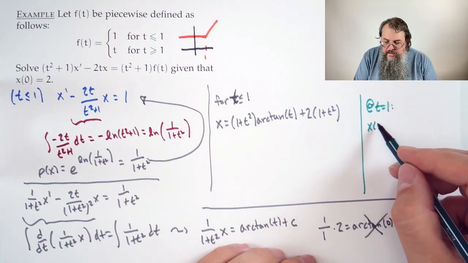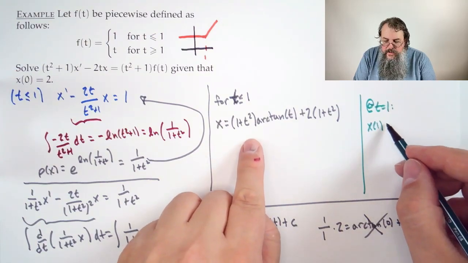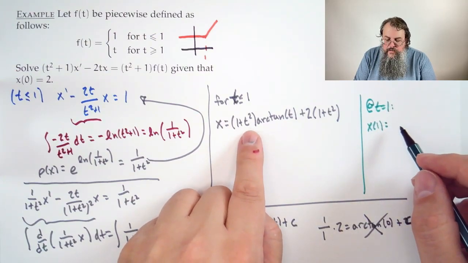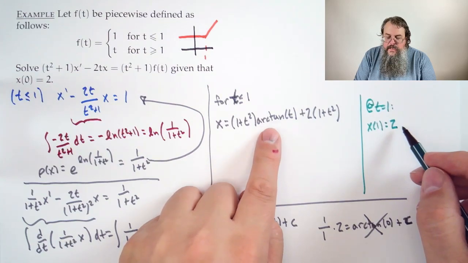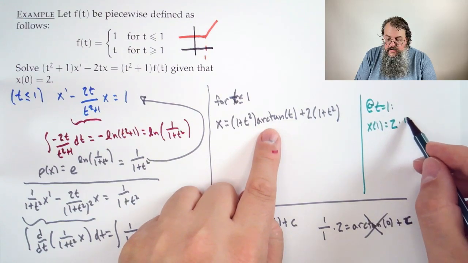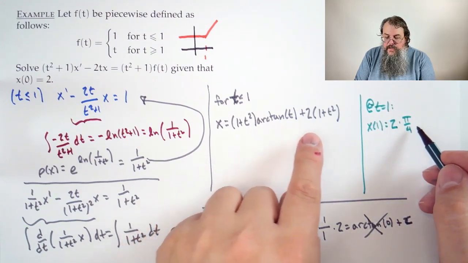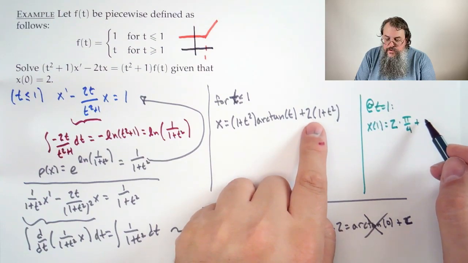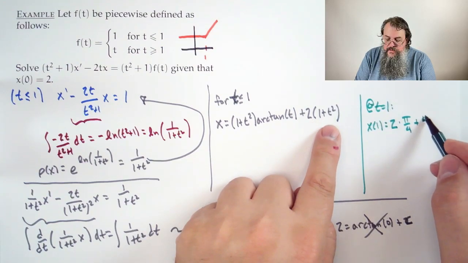Well, we get that x of 1, we work it out, is equal to 1 plus 1 squared, which is 2, times arctangent of 1, which is pi over 4. And then here we have 2 times 1 plus 1, which is another 4.